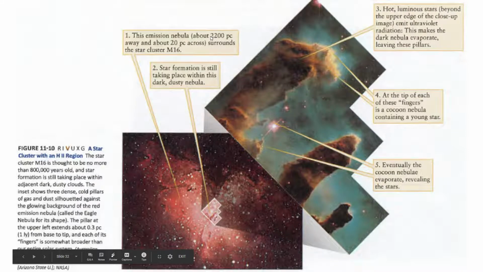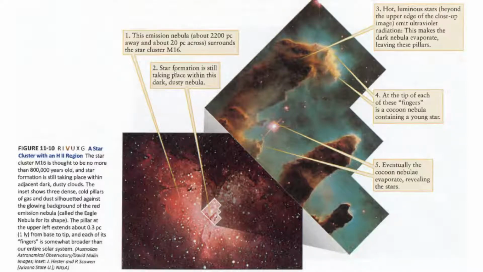is about 2,200 parsecs away and about 200 parsecs across. Remember, that was a little more than 3 light years, so 3 times, so at least 6,000 light years across. The star cluster M16. We can see that if we zoom in right here, star formation is still taking place there.